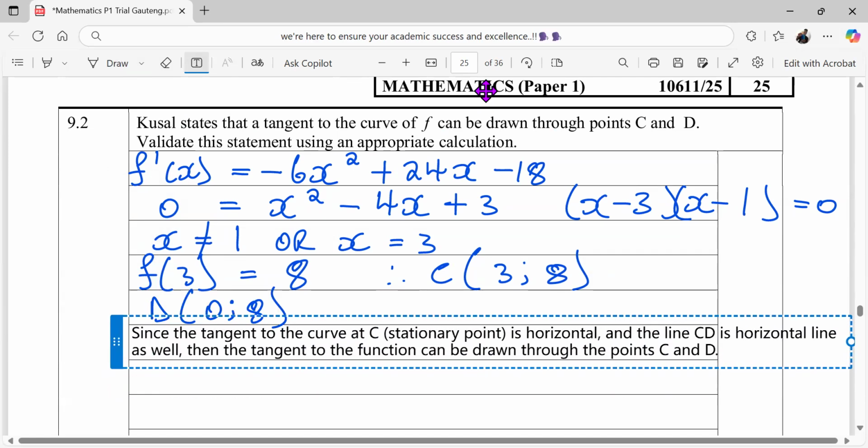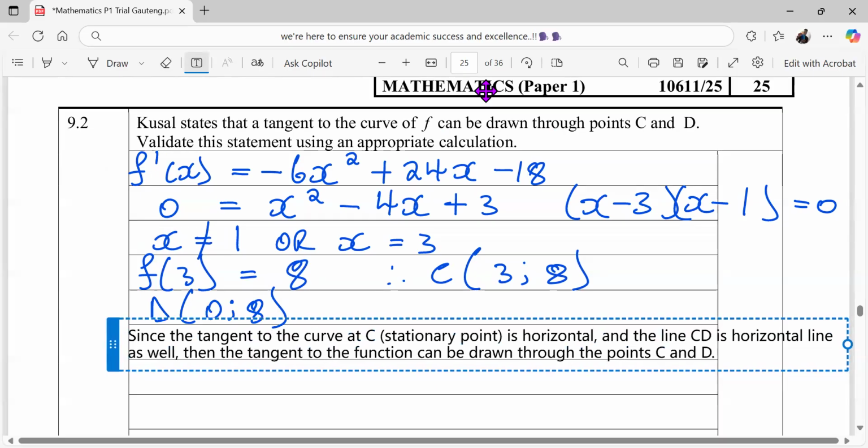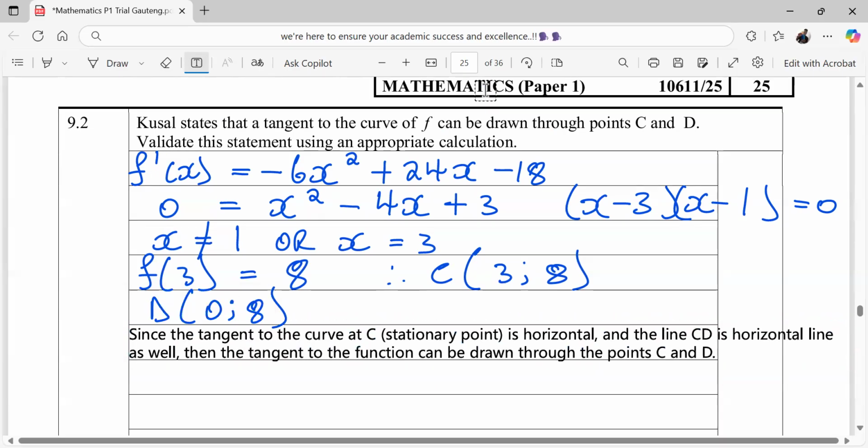So yes, I strongly believe if you say this, it should be fine. I don't think you should really work a lot here. There's really no need to find the equation of a tangent, because anyway, the equation of a tangent will be y equals 8, because the gradient is 0. So if you just convince them of this, then that's awesome.